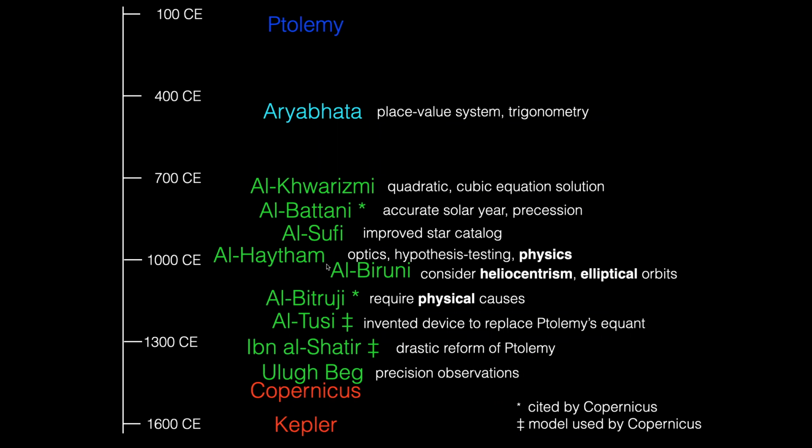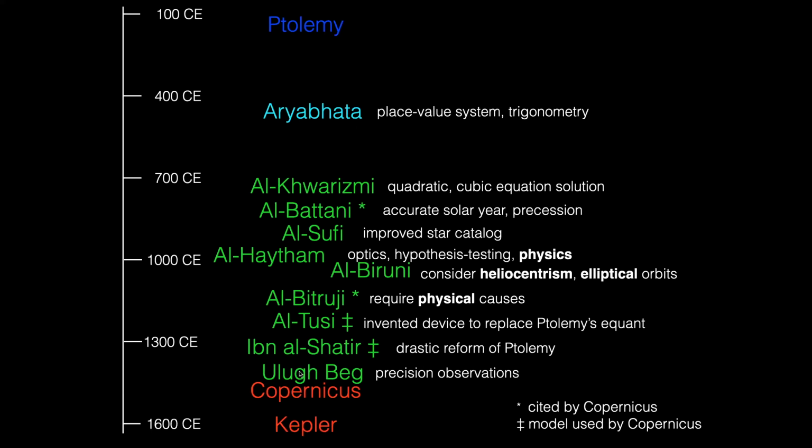Al-Bitruji echoed the sentiment of Al-Haytham for physical causes for the elements of the orbits, and At-Tusi developed a device which actually replaced the equant that Ptolemy used. And this device, called the Tusi couple, was used by subsequent astronomers, including Copernicus.